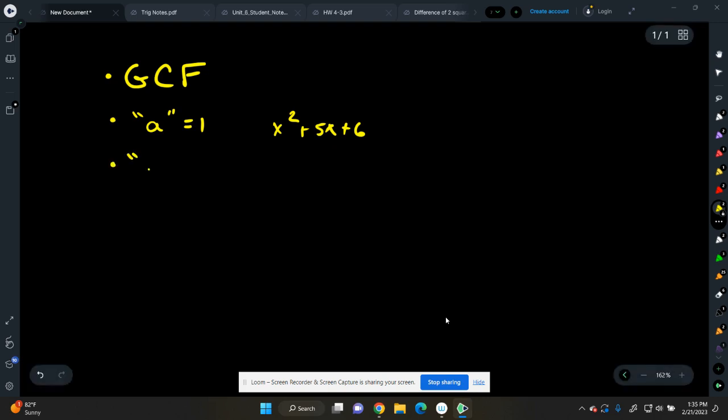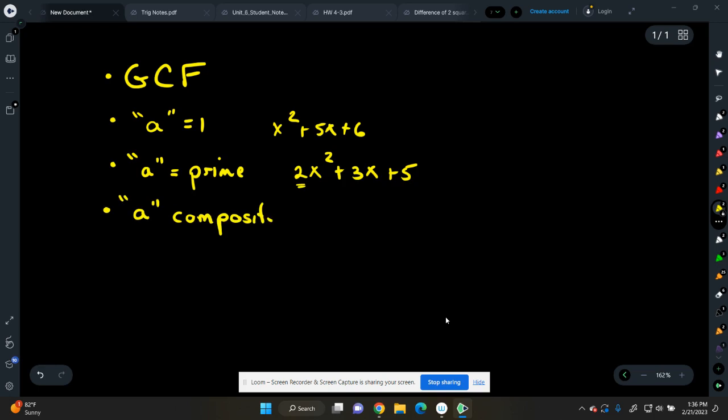And then we did factoring when a is prime but not equal to 1. So that was something like 2x squared plus 3x plus 5, right, where the a was prime. And then we learned to factor where a is a composite, which means it's not prime. So something like 4x squared plus 7x plus 3. Okay, that's what we've learned so far.